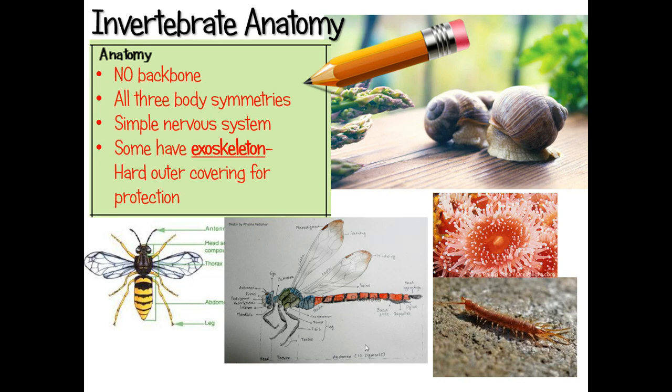You're going to see all three body symmetries in this grouping of animals, meaning some of them are radial, like here, like this polyp. Some of them are bilateral. Some of them are asymmetrical. They have a very simple nervous system, meaning none of them have a brain like we do. They don't have complex organ systems like we do either. It's more simple. Some of them have an exoskeleton. An exoskeleton is a hard outer covering for protection.